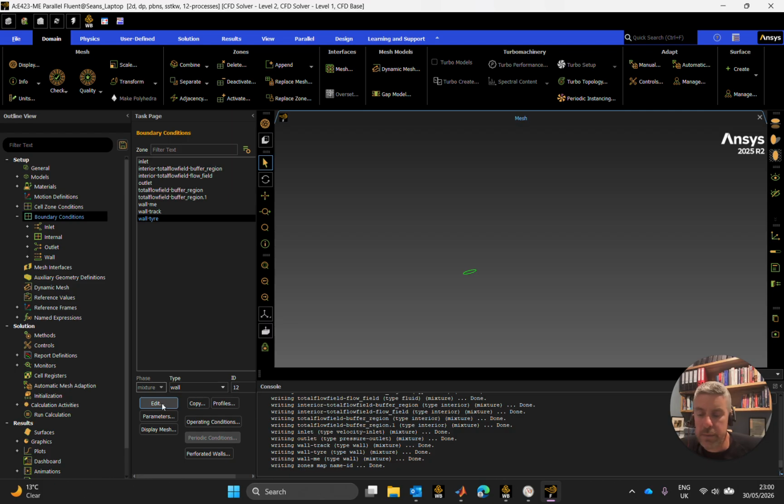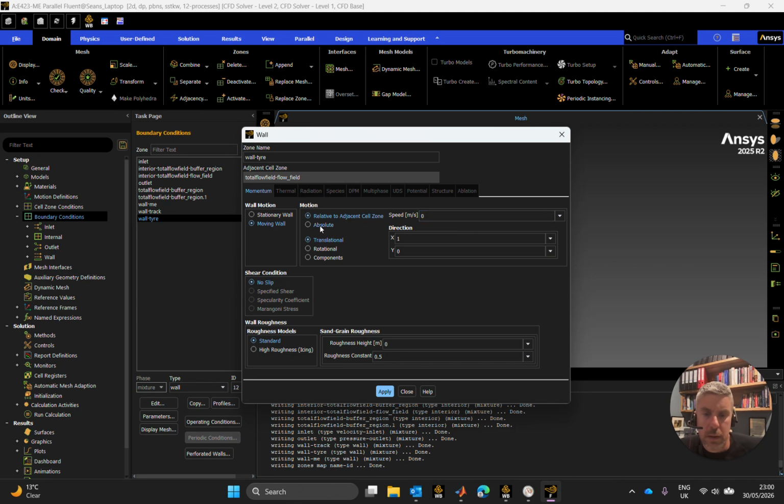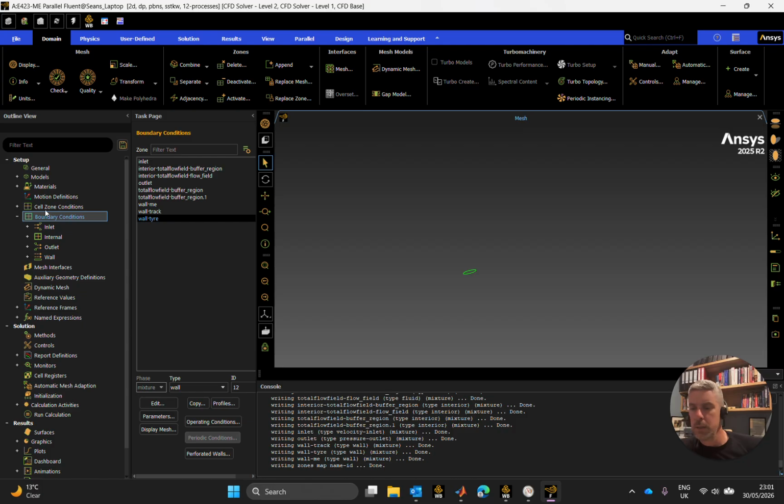The tire, on the other hand, edit, is also going to be a moving wall, but it's going to be rotational. No slip, moving wall, rotational. Radians per second is what we needed, which is omega tire now. The origin, x position tire, y position tire, apply. Okay, that's it.